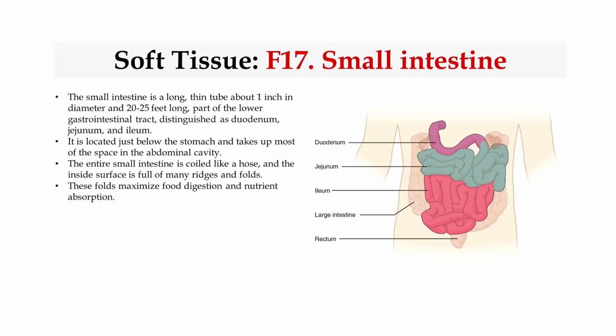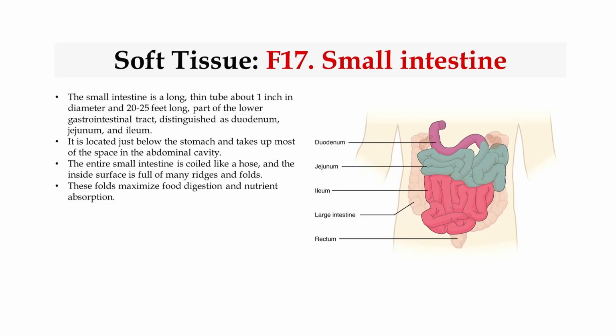So part of the lower gastrointestinal tract, this small intestine is distinguished as duodenum, jejunum, and ileum. These are the 3 different segments of the small intestine, right? It is located just below the stomach and takes up most of the space in the abdominal cavity. Quite intuitive, because it's quite a good bit of length, right? You're talking about 25 feet. That has to be coiled very properly and nicely to be packed within the stomach, right? So this takes up the maximum space.